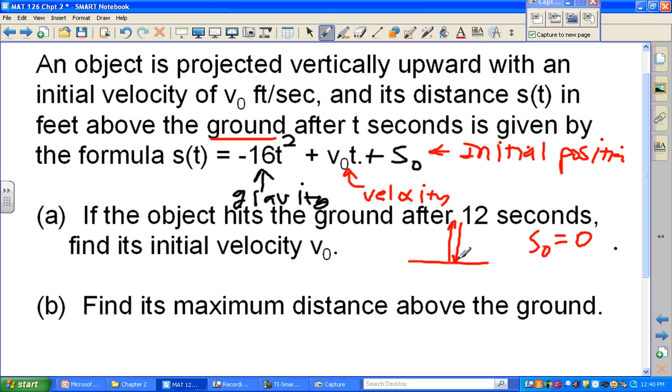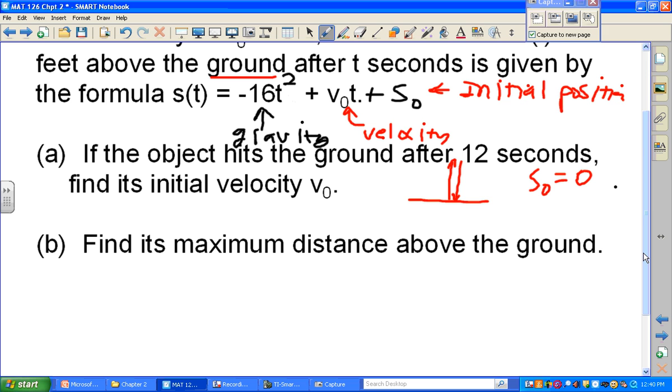find the initial velocity. So that's what we have to find. That's the problem at hand. And this is a quadratic, that's why it's in this section. So, how would you find it with 12 seconds? Oh, that's t, isn't it? That's easy. Negative 16 times 12 squared plus v sub naught times 12. And what's it equal? It equals 0. Starts on the ground, ends on the ground.